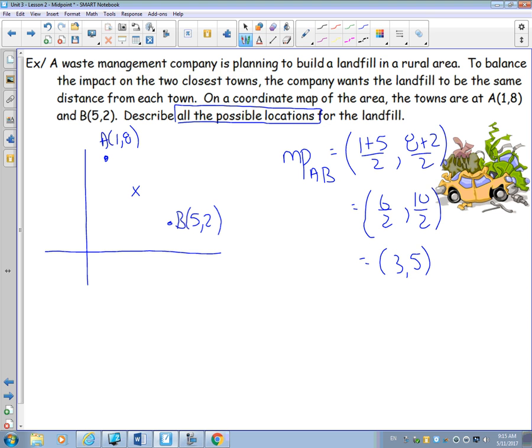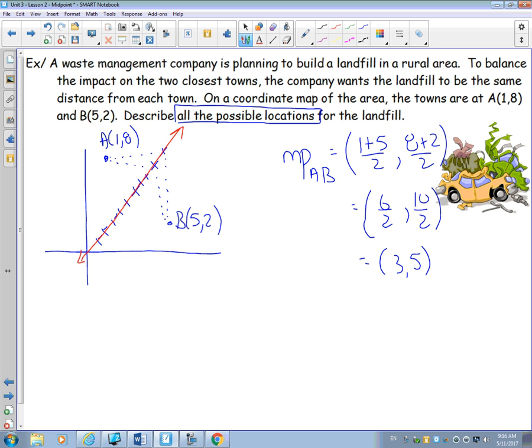Or would it be fair to maybe put it up here? Because the distance this way is the same as the distance this way. Or maybe it could go here, because that distance is the same as that distance. Or here, or here, or here. Or in other words, anywhere along this line. I think that would make sense, to put it anywhere along that line.